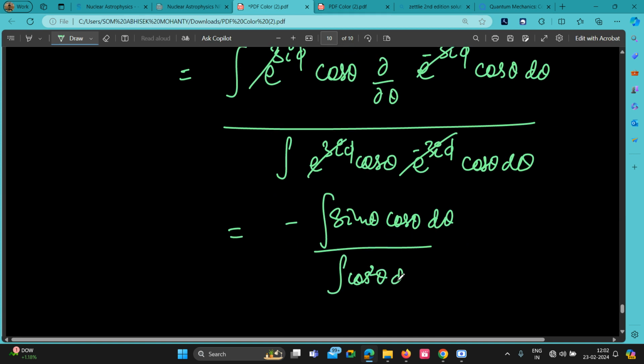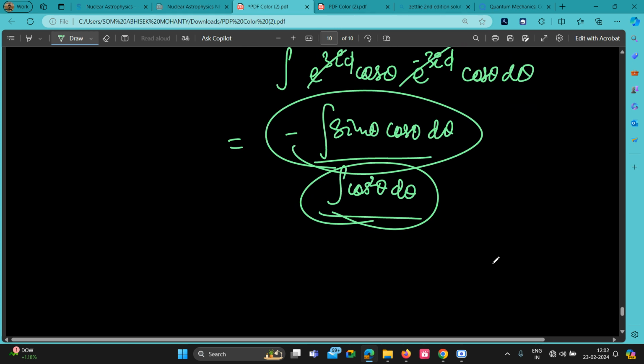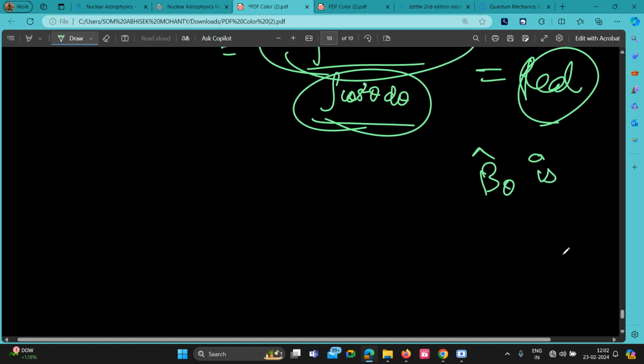If you actually see, there is no complex number here. The integration of cos square theta will never be a complex number. So this value is actually real. So we can conclude that B theta is a Hermitian operator because its expectation value is real. Okay? B theta is Hermitian. Is it alright?